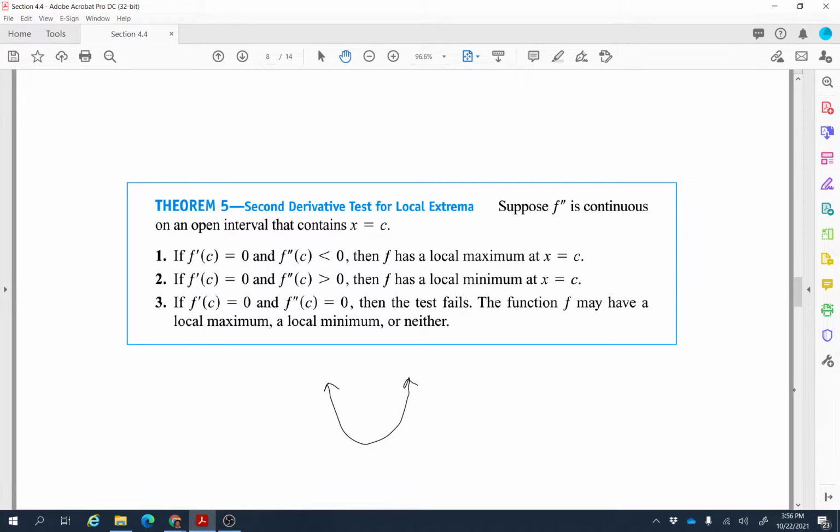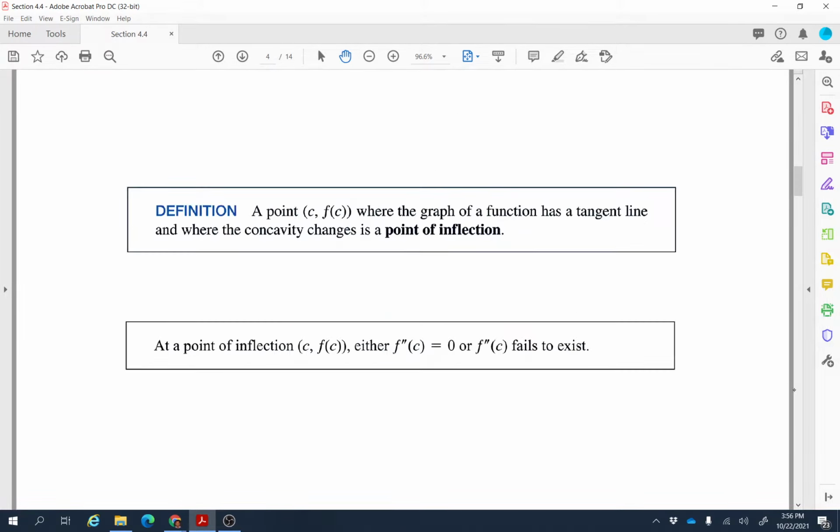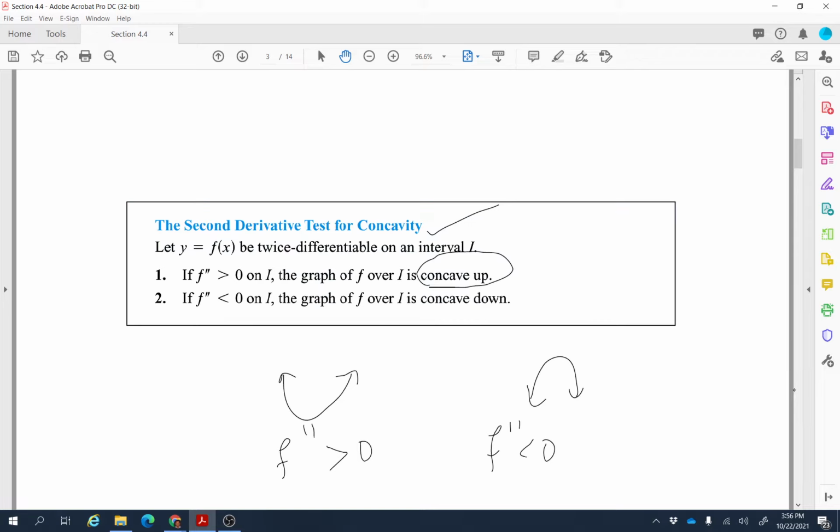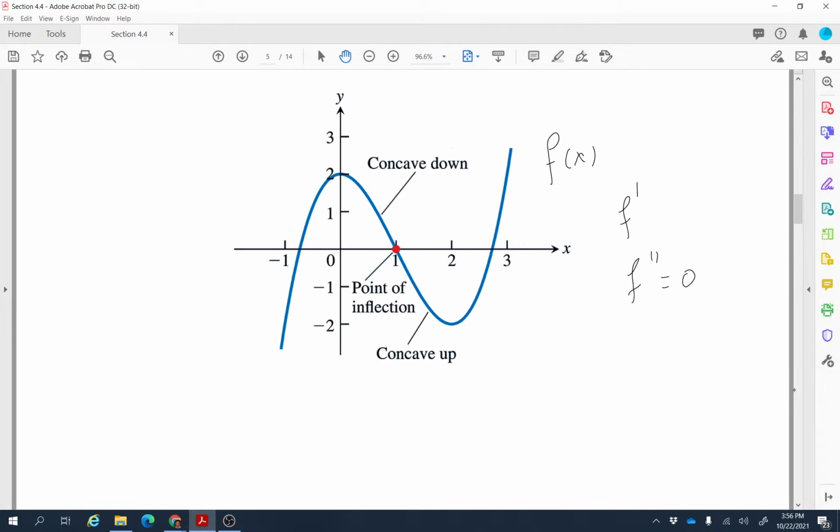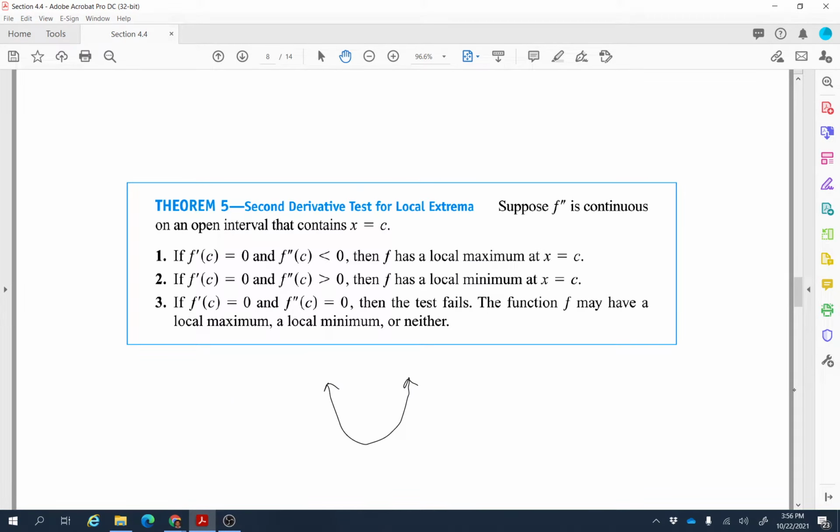If you go back to this one, if the second derivative is negative, then the graph is concave down. So I was wrong here. If the second derivative is negative, then the graph is concave down, this one. And because the graph is concave down, and there is a point where the first derivative is 0, that means you are going to get this kind of point, and that is your local minimum point, sorry, local maximum.